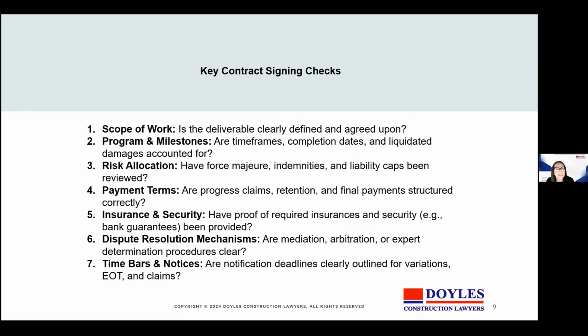Key contract signing checks. These are your future dispute hotspots. So things like scope, time, payment, risk, and notices. If these aspects are not clearly addressed now, they'll be litigated later. So just looking at the 7: scope of works, it's important to ask, is the deliverable clearly defined? Are timeframes, completion dates, and liquidated damages accounted for? The dispute resolution mechanisms, are mediation, arbitration, or expert determinations clear? And are notification deadlines clearly outlined for variations and EOT claims?